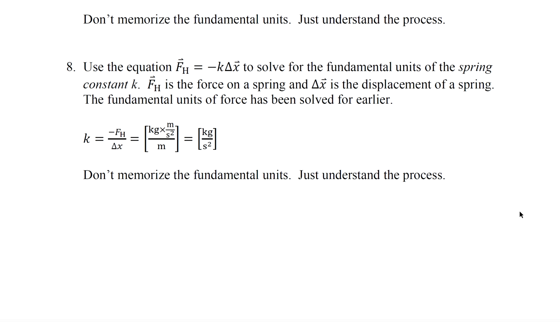The fundamental units of force have been solved for earlier in the previous problem. So first solve for k. k equals minus F sub H divided by delta x. The negative sign doesn't have any units. The fundamental units of force is kilograms meters over second squared. The fundamental units of delta x, which is a change in displacement, is meters. So you get kilograms over second squared.